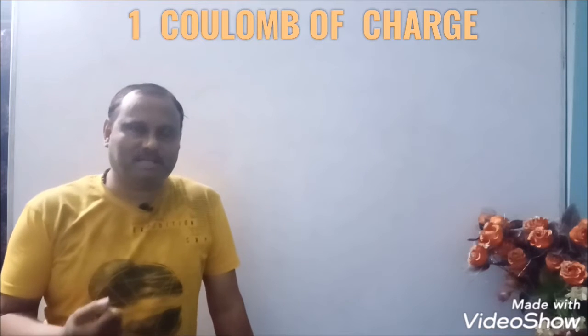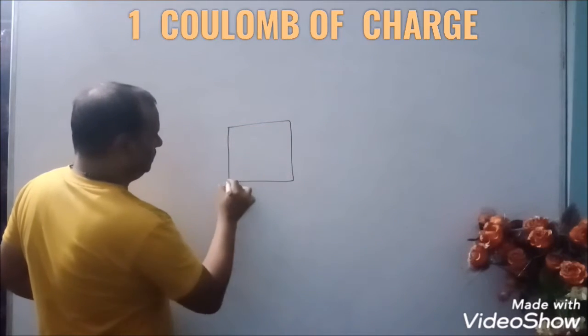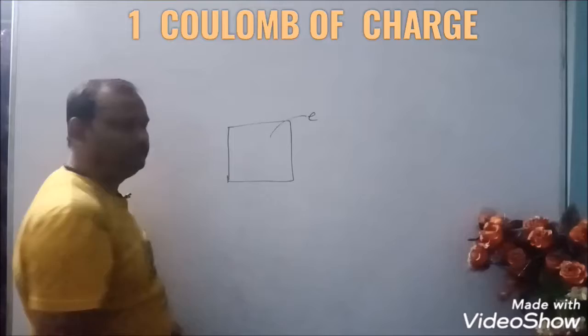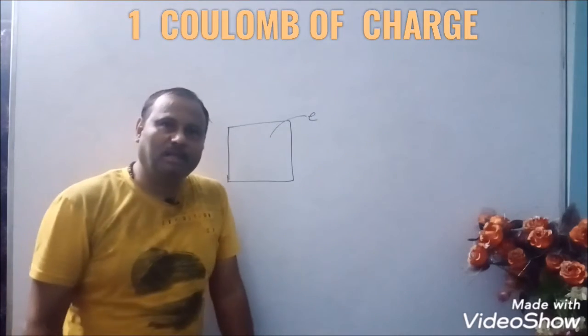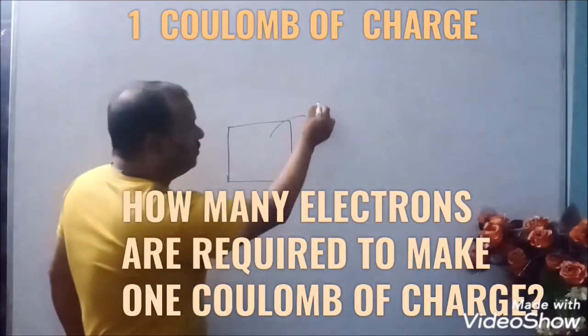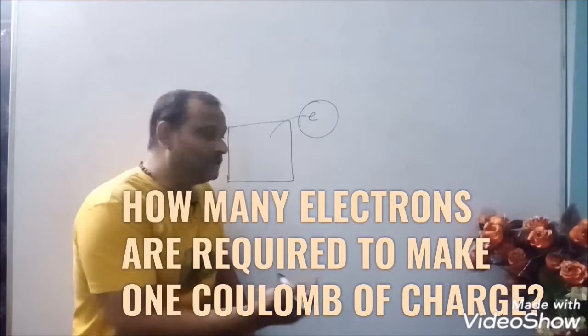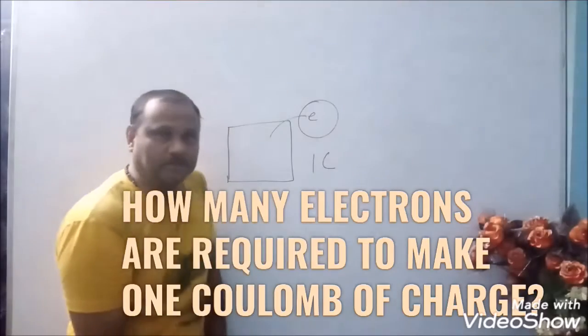Now if I ask you how many coulombs of charge can be taken out from a body, first we have to understand what is 1 coulomb. How many electrons will make 1 coulomb? Suppose we take a body. Here if I remove 1 electron, how many coulombs of charge has been taken off? To find that out, we have to understand how many electrons need to work together to make 1 coulomb of charge.